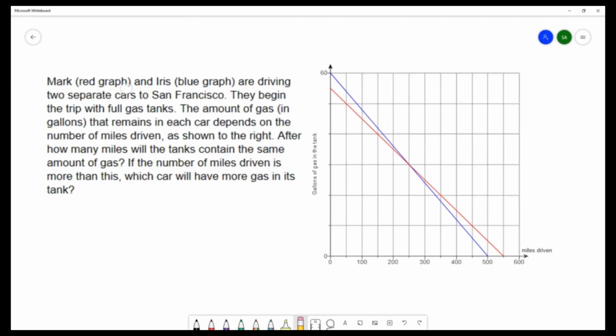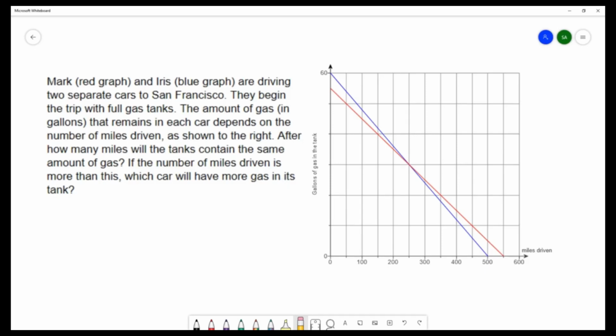Mark, the red graph, and Iris, the blue graph, are driving two separate cars to San Francisco. They begin the trip with full gas tanks. The amount of gas in gallons that remains in each car depends on the number of miles driven, as shown to the right. After how many miles will the tanks contain the same amount of gas? If the number of miles driven is more than this, which car will have more gas in its tank?